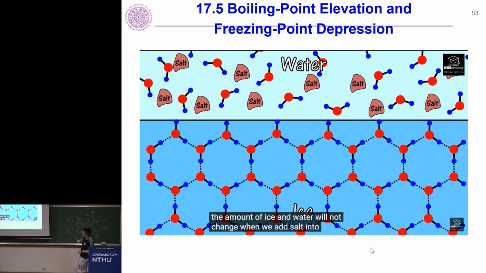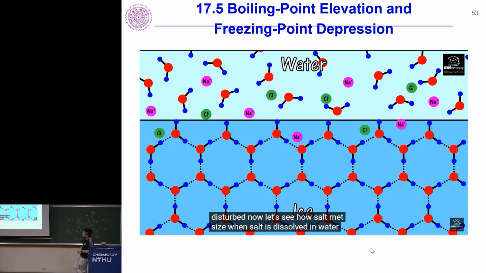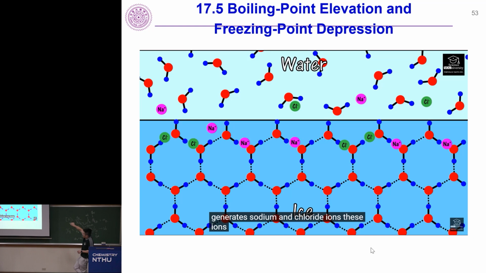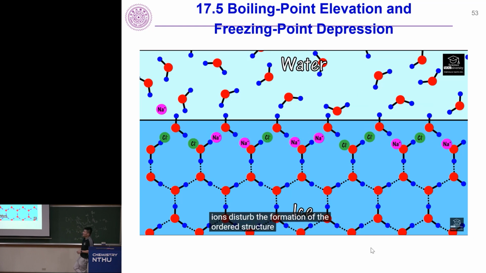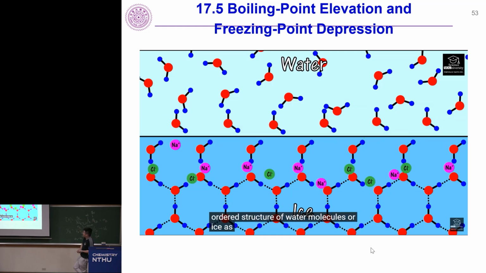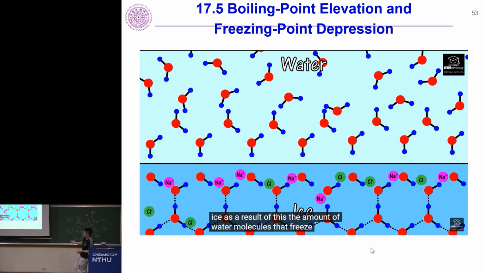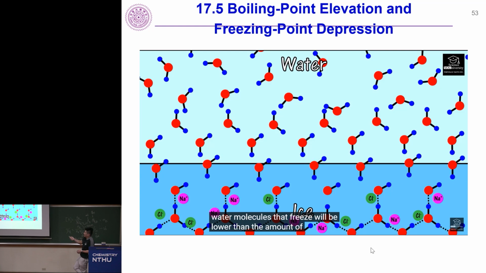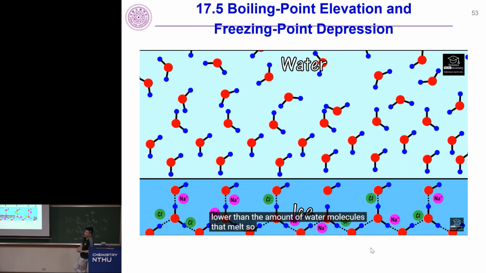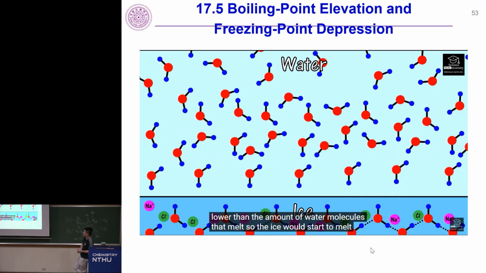When we add salt into this water-ice mixture, that equilibrium is disturbed. Now, let's see how salt melts ice. When salt is dissolved in water, it generates sodium and chloride ions. These ions disrupt the formation of the ordered structure of water molecules, or ice. As a result of this, the amount of water molecules that freeze will be lower than the amount of water molecules that melt. So, the ice would start to melt.